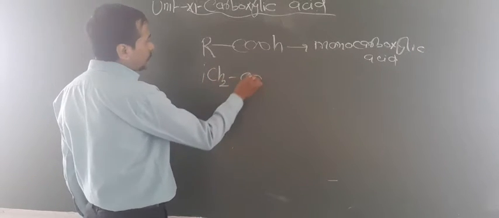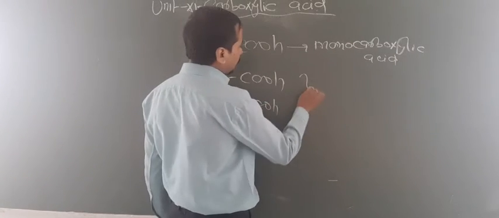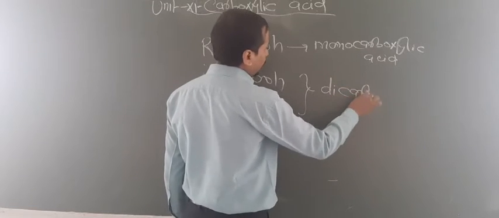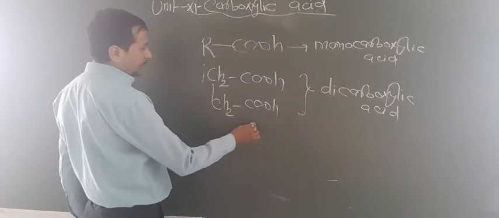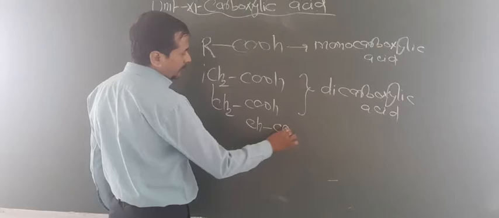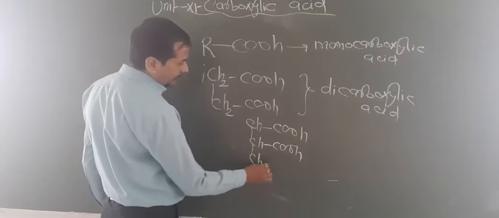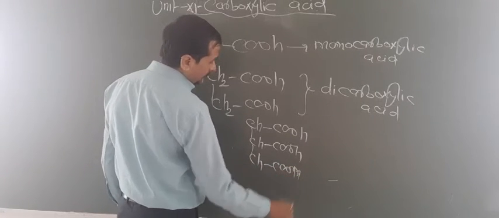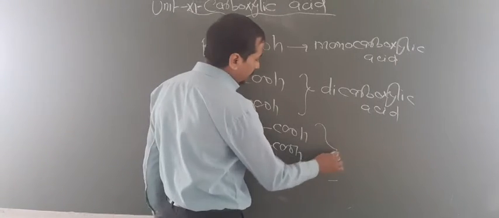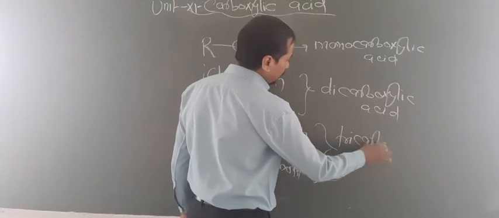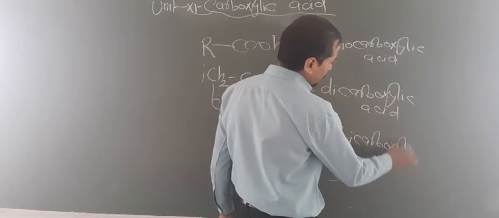When two COOH groups are present like this, this is known as dicarboxylic acid. When it contains three COOH groups like this, so this has three COOH groups, this is known as tricarboxylic acid. So tri for 3, di for 2 and mono for 1, okay. So these are the carboxylic acids.